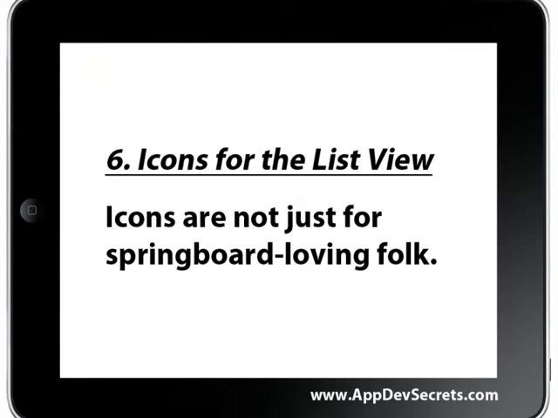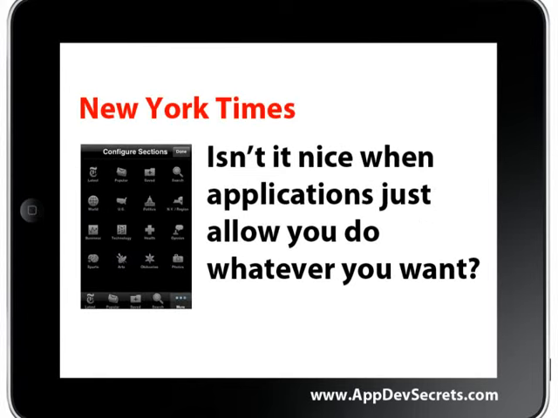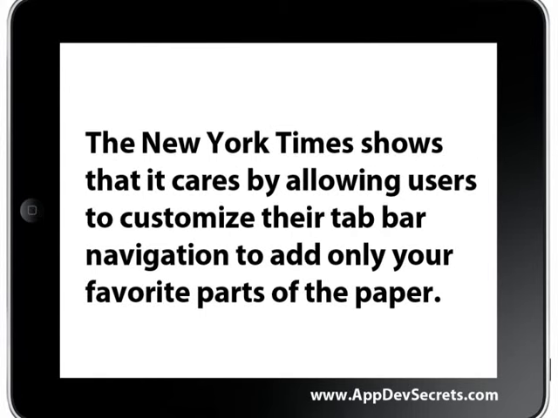6. Icons for the list view. Icons are not just for springboard-loving folk. They can give a huge boost to an application's usability and navigation on a small screen. New York Times. Isn't it nice when applications just allow you to do whatever you want? For an app providing as much news as the New York Times, users are known to have their favorite sections. The New York Times shows that it cares by allowing users to customize their tab bar navigation to add only your favorite parts of the paper.